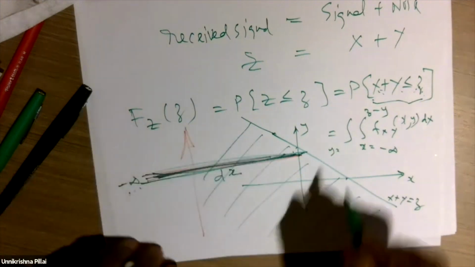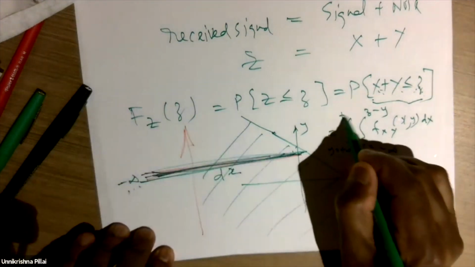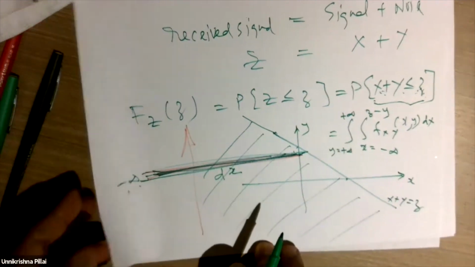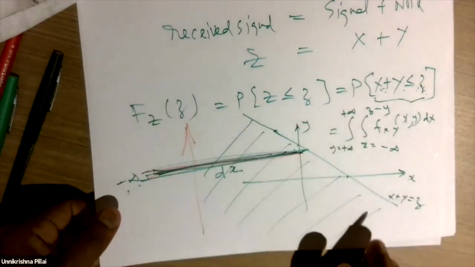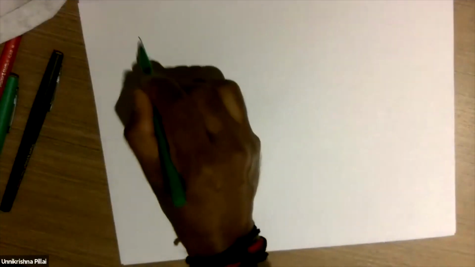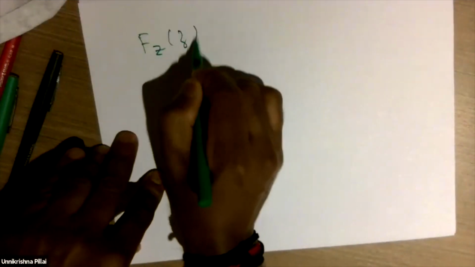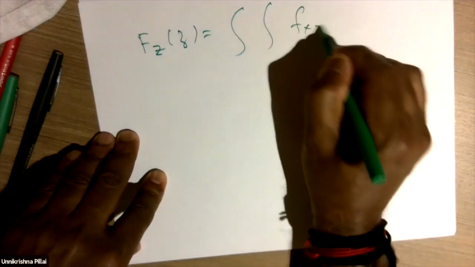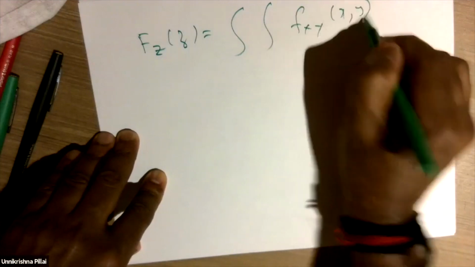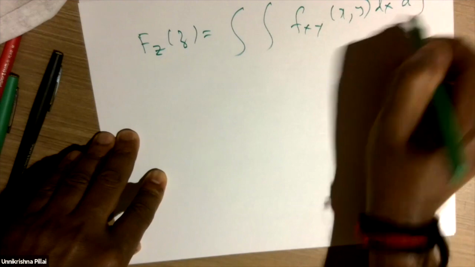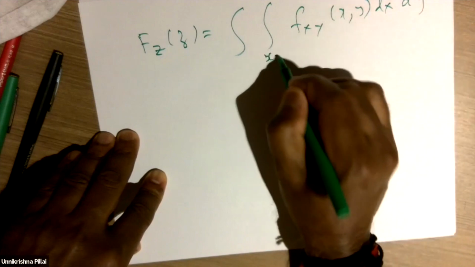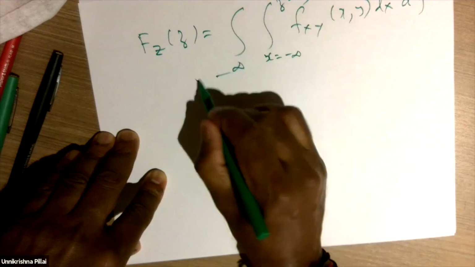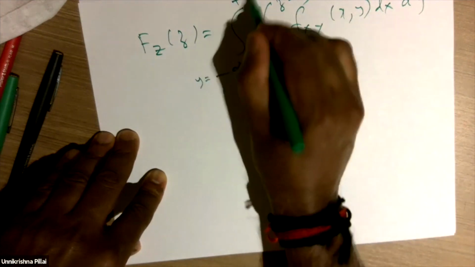Minus infinity to infinity. All right, so in general, minus infinity to plus infinity is correct. So let me copy this to the next page. I'm only going to copy the expression. So we have F_Z(z). You could have taken a vertical strip also, but I took a horizontal strip. So x goes from minus infinity to z minus y, and y goes from minus infinity to plus infinity.